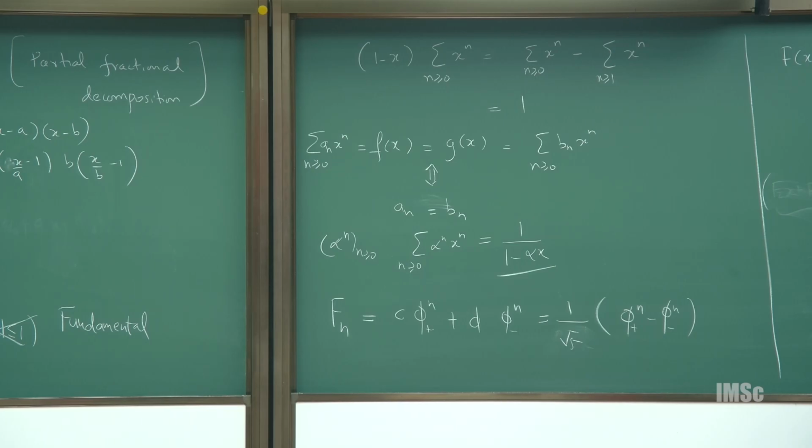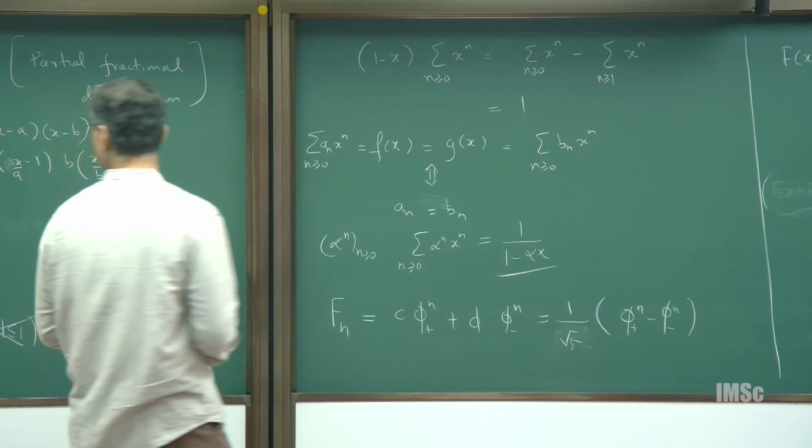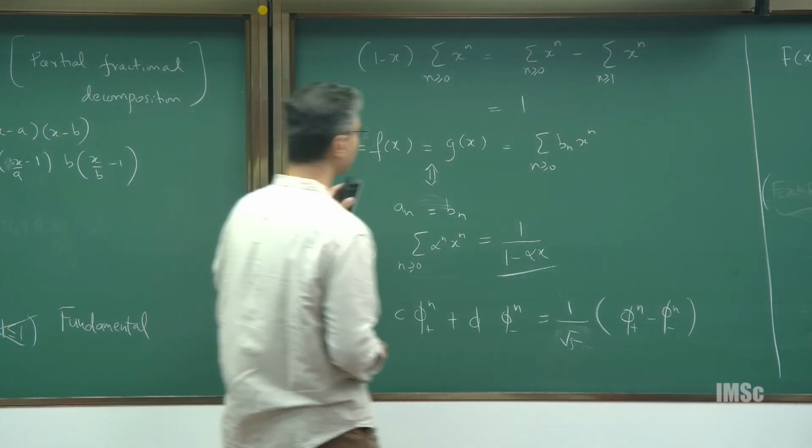So, do we understand the overall idea? Given a recurrence, you can come up with a generating function and you can come up with a closed form expression. Okay. So, let us do some more examples, something more familiar.